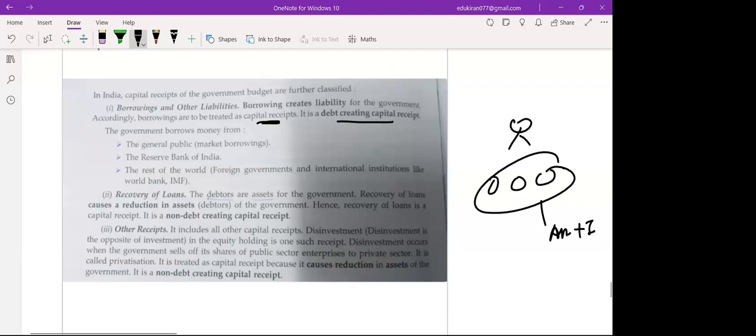Yes, ma'am. Right. Yes. What will be the heading? In India, capital receipts of the government budget are further classified.